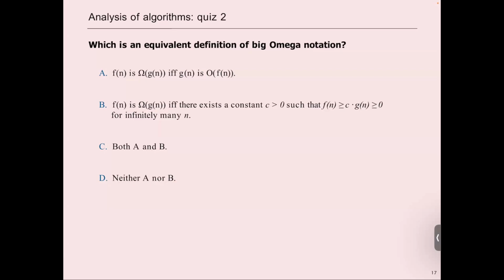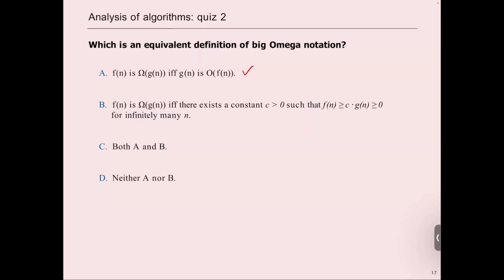The first statement is this: f of n is omega of g of n if and only if g of n is big O of f of n. And this one is definitely true. This is essentially the definition of what it means to be omega of something. So f of n is going to be lower bounded by g of n if g of n is big O of f of n. So this statement is true.